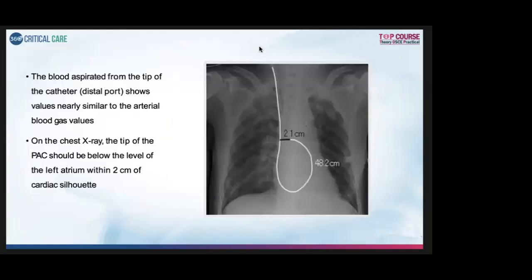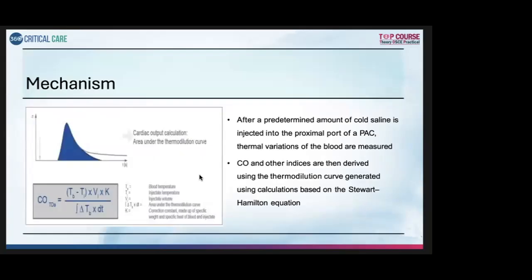And there could be an X-ray OSCE showing this pulmonary artery catheter, where how will you know it is at the right level? It should always be below the level of the left atrium, within 2 centimeters of the cardiac silhouette. And when you aspirate the blood from the tip of the catheter, it should show values similar to the arterial blood gas value.